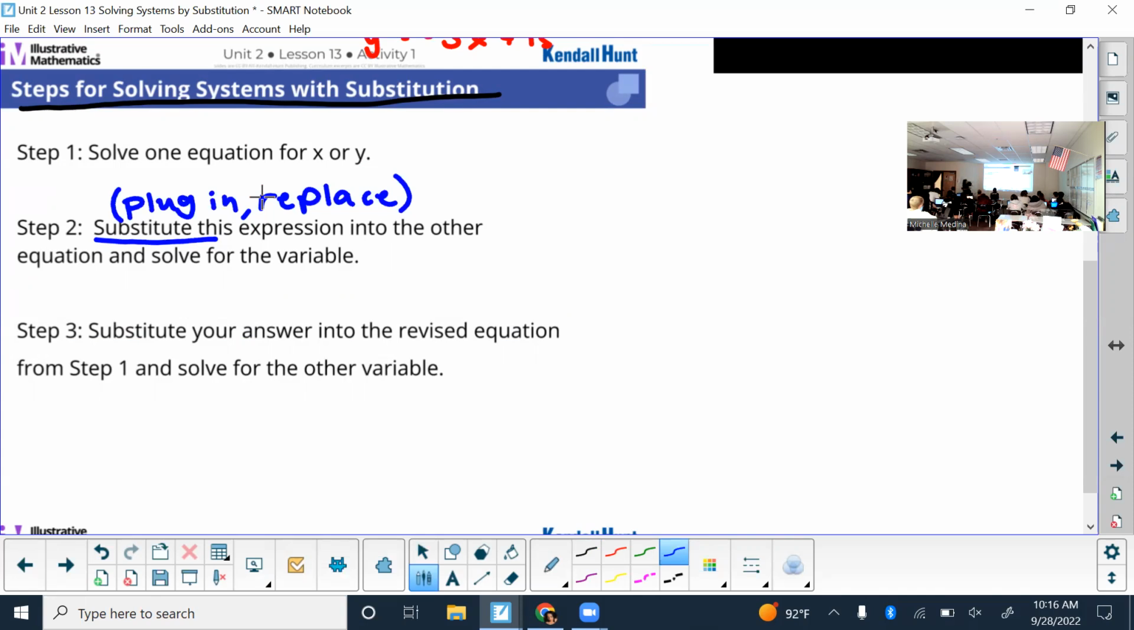Step 3, substitute your answer into the revised equation from step 1 and solve for the other variable. Again, if you're a slow writer, maybe take a picture and write it down because we're going to move on.